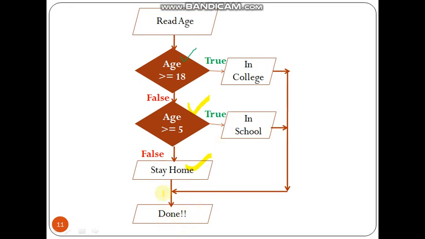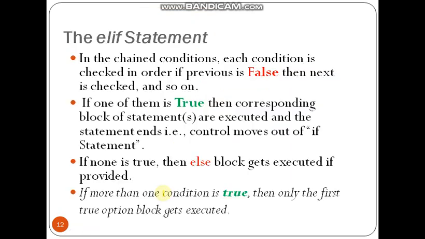So this is how the if elif ladder works. This is multi-way branching. Multiple expressions are checked, and according to that we are branching. Now let's see some special points that need to be remembered about this. This elif statement is a chain used for chained conditions.